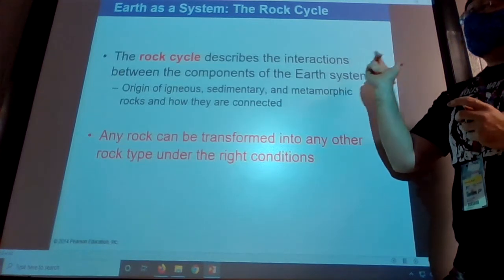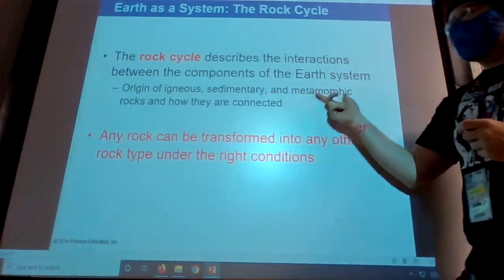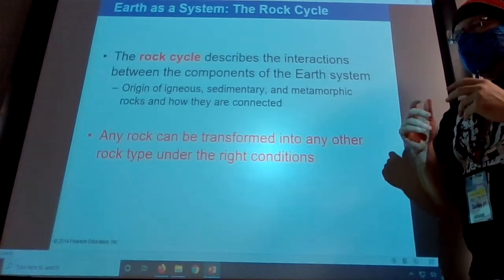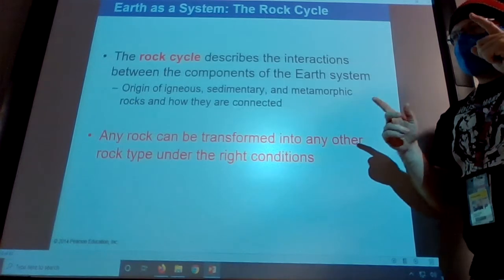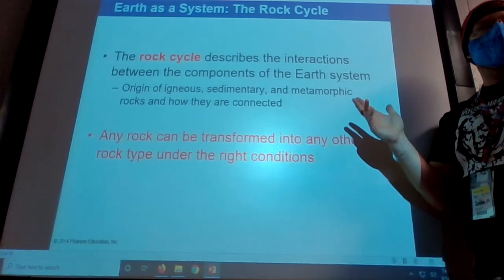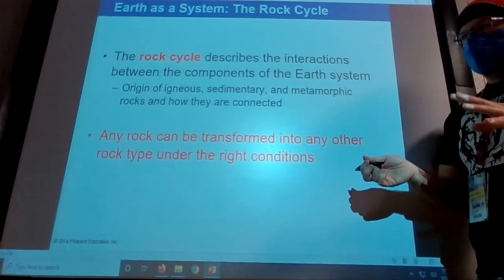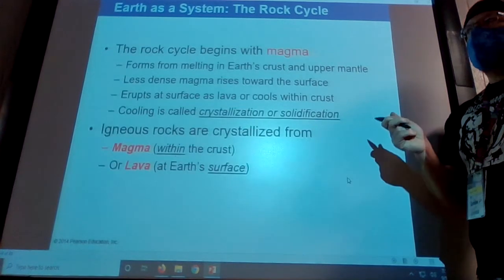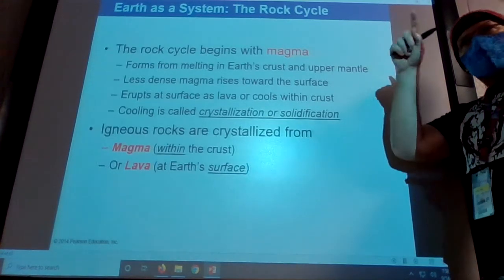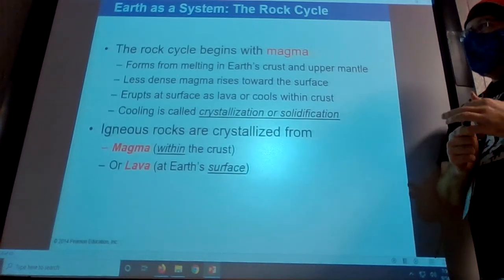So the rock cycle describes interactions between components of the Earth system, the origin of igneous rocks, sedimentary rocks, and metamorphic rocks, and how they are connected, which they're very much interconnected. Remember that when we talk about the rock cycle, pretty much any rock can be transformed into any other type of rock at any time, if the conditions are right. And so there is no one set way that a rock goes through the rock cycle. There might be some that are more common than others, but it's more like a wheel, where any part of the wheel is connected by spokes to the center and to the other parts of the wheel.